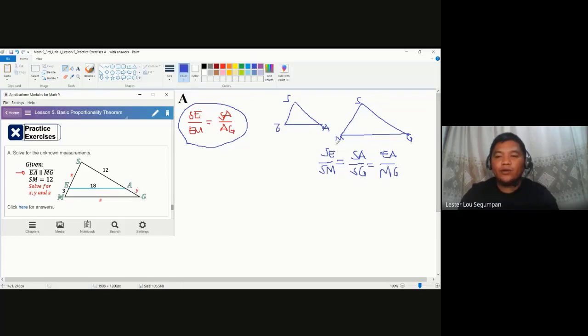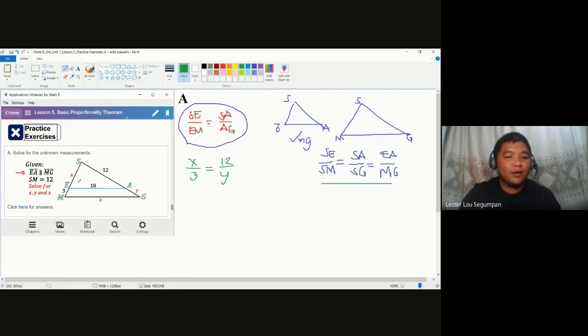This is what we are going to use later on for checking. But the basic theorem tells us that we could use this relationship for segments if we have one segment parallel to one side of a triangle. Let's do that. SE is x over 3 is equal to SA is 12 over y. But we have two unknowns now. We could actually use this relationship to solve for the unknowns.